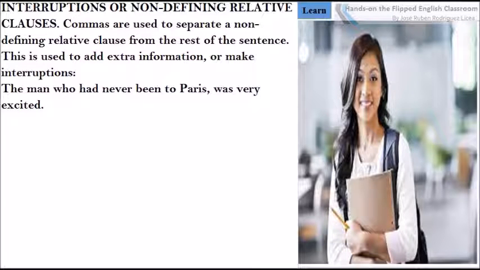Interruptions or non-defining relative clauses. Commas are used to separate a non-defining relative clause from the rest of the sentence. This is used to add extra information or make interruptions. The man, who had never been to Paris, was very excited.